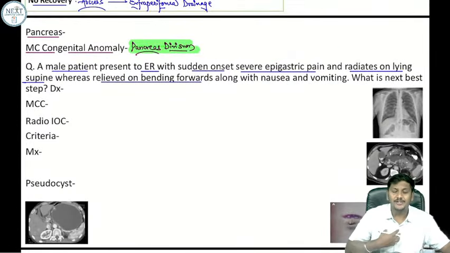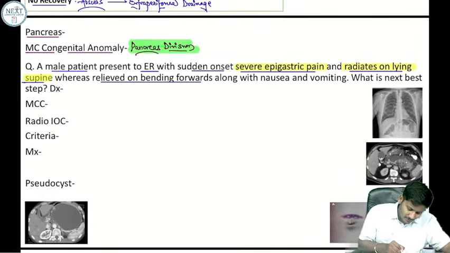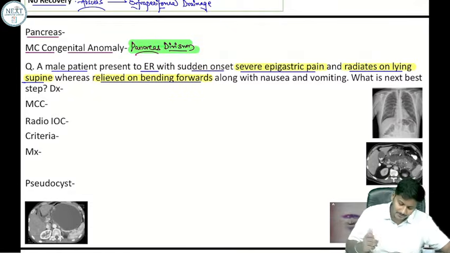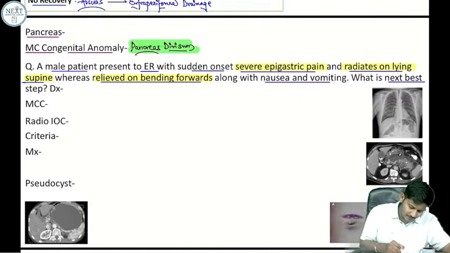We know chest pain which radiates to the interscapular area, exactly the center of the back, is a case of aortic dissection. Severe epigastric pain worsening on lying supine, whereas relieved on bending forward, is a classical picture of acute pancreatitis. Here there will be nausea, vomiting, fever like features. Now they are asking you what is the next best step in the patient.